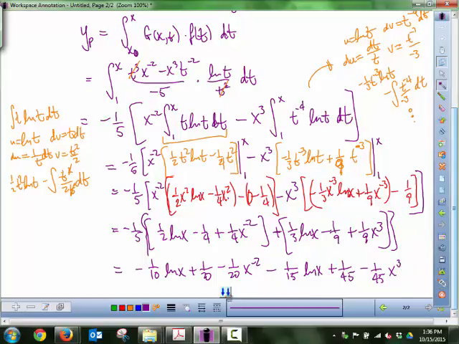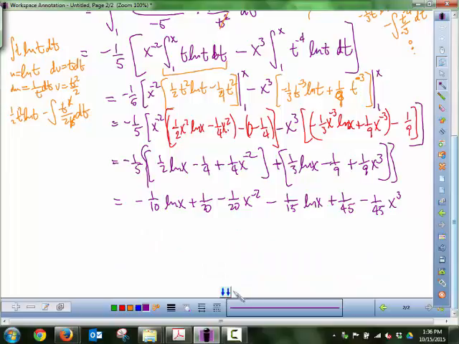Can we simplify anything else here? Oh, we have constants. We have a couple of constants. And we have a couple of ln x's that we can combine, right? So let's take care of that. 15 and 10. So common denominator is 30. So this is negative 3 minus 2, negative 5/30. Negative 1/6 ln x. That takes care of that.